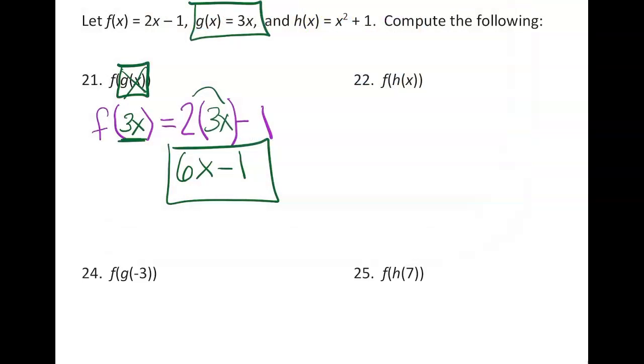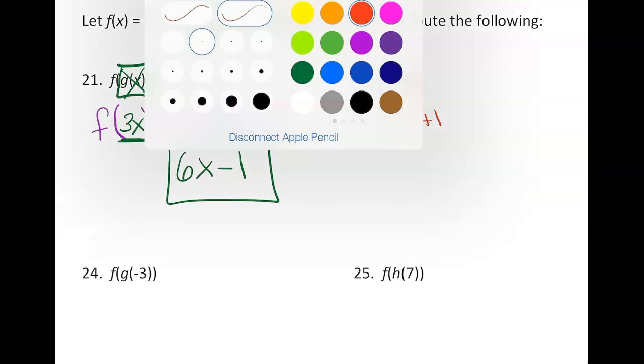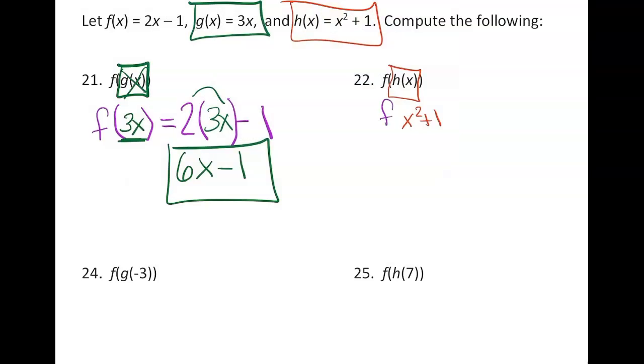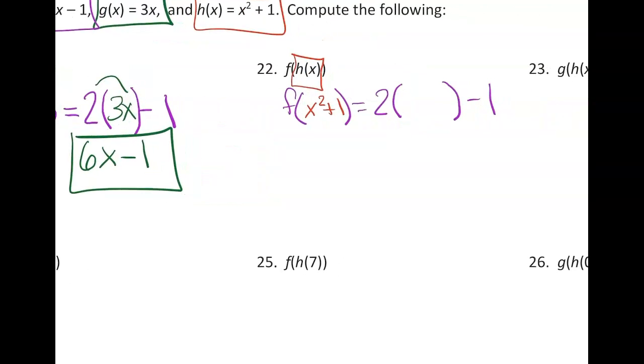H of x. For h of x, I'm going to use this equation. So instead, I'm going to write x squared plus 1 and I'm going into f. So I'm going to use my f equation. My f equation is that 2x, we're going to put parentheses there, minus 1. So I plug in this red piece where my x was.